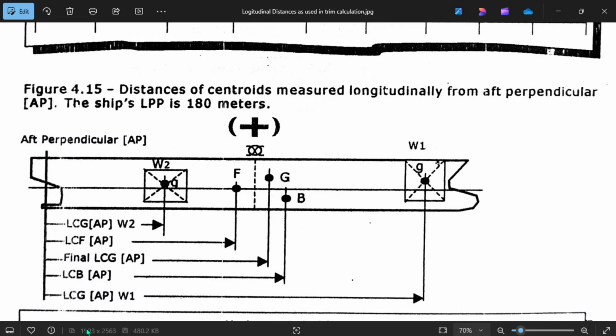Okay, and here, from the aft perpendicular, is your LCG of weight number 1, for example your hold number 1. The measurement comes from the aft perpendicular going forward, passing the midship. That will be your LCG, or longitudinal center of gravity, from the aft perpendicular of your weight number 1. Okay, so that's what it means here.